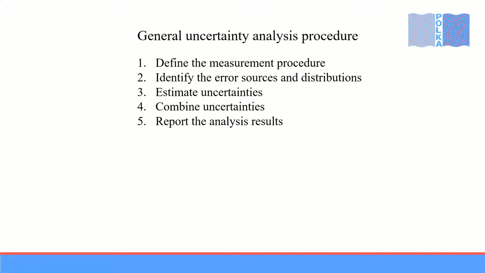Okay, so you can state the general uncertainty analysis procedure in the following way. First, you define the measurement procedure. Then you identify the error sources and their distributions. You estimate the uncertainties, you combine them, and then you report the analysis results in terms, for instance, of these confidence intervals.